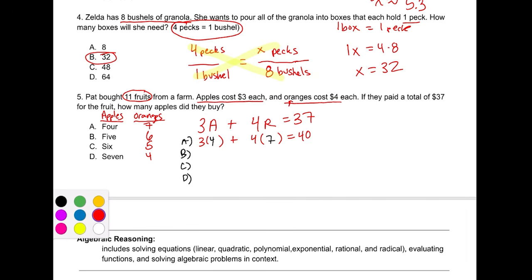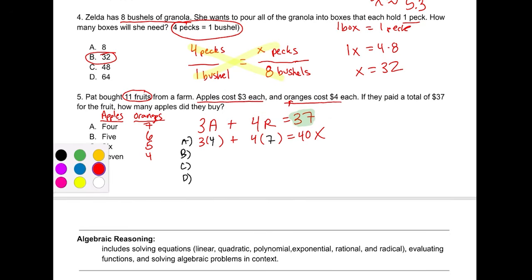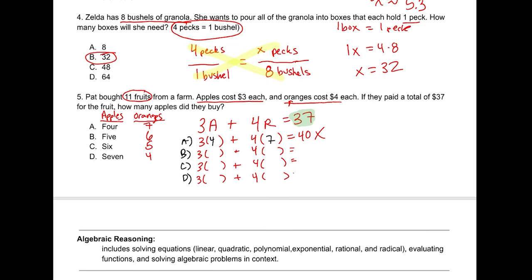And you just use your calculator to do that computation. So that's not going to be right. What we're looking for here is 37. So let's try the next answer choice. And really, all of these are going to have the same setup. It's going to be 3 times the number of apples plus 4 times the number of oranges for each one of these answer choices. So I'm just going to set all of these up so that all I have to do is plug in the numbers for that answer choice.